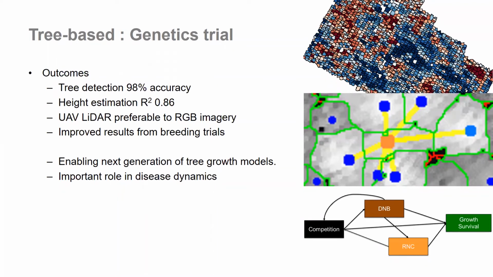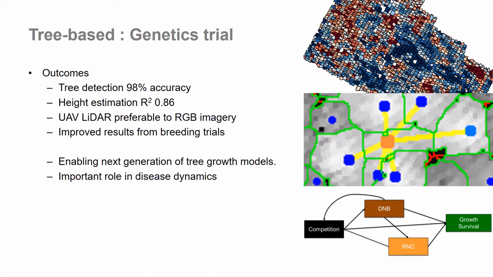and estimate tree height with an R² of approaching 0.9. We also have found that UAV LiDAR is probably the preferable image source compared to RGB, but both can be used. And the methods we've developed are helping us improve results from the analysis of breeding trials. But in work in the last year, we also found that the ability to quantify environmental and competition effects is a very useful input to the development of next generation tree growth models. And you'll hear a lot more about this in the next presentation by Yu Lin.